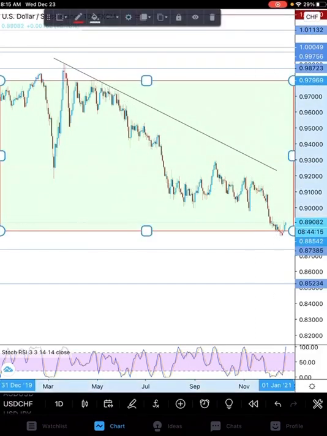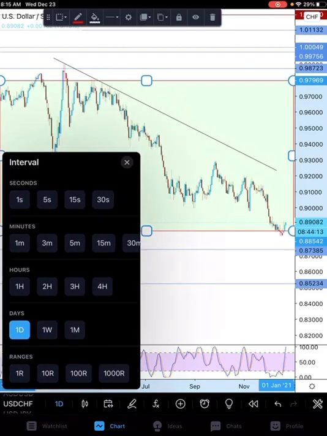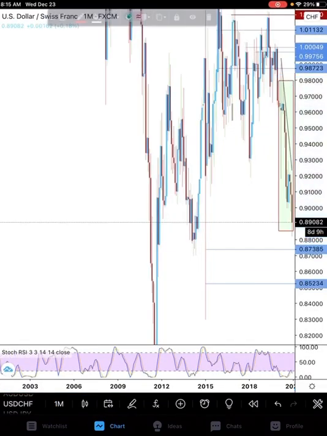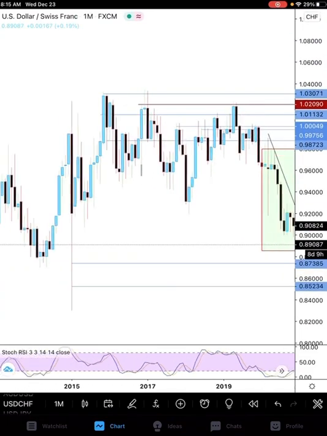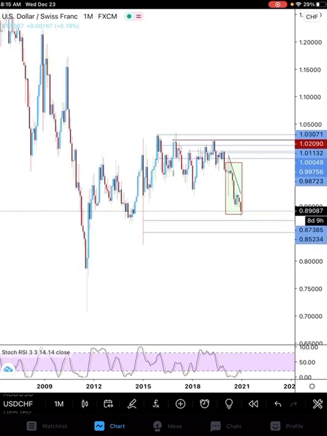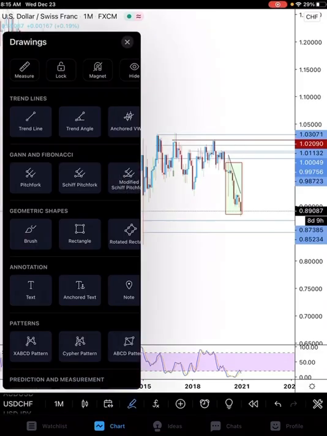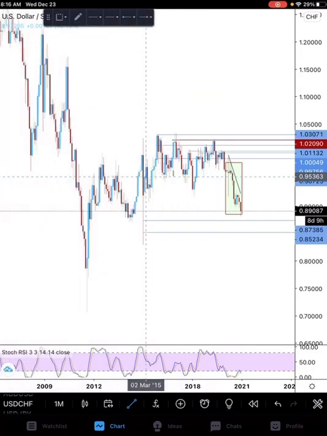So I'm gonna go back to monthly. You have monthly patterns being made. So let's see if I can call out any here. Let's just draw them.